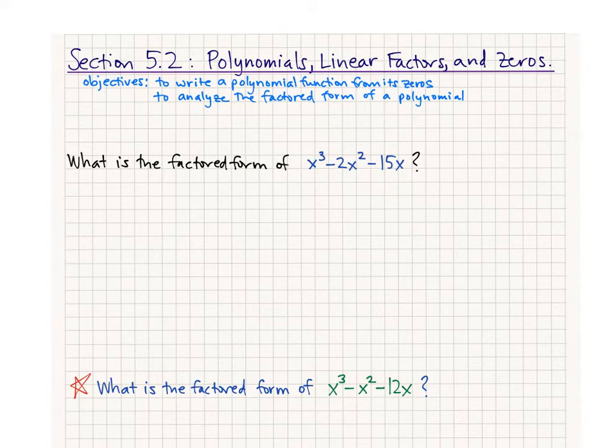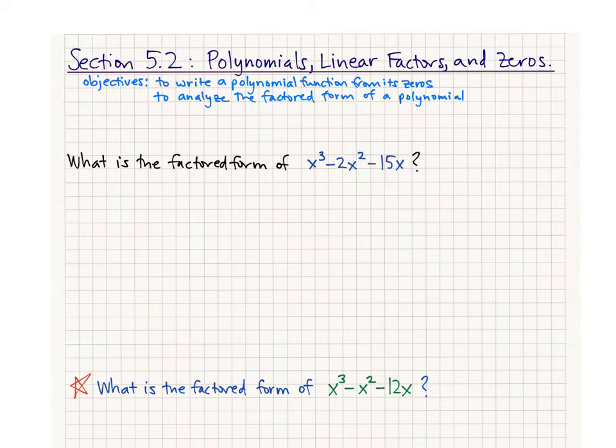Okay, this is the video lesson for Algebra 2, Section 5.2, Polynomials, Linear Factors, and Zeros. So, we're going to write polynomial functions from its zeros and analyze factored forms of polynomials. So we are now going to factor higher degree polynomials. This one is a third degree polynomial.